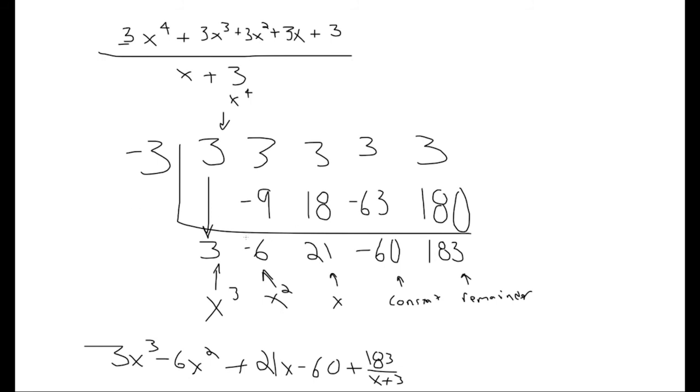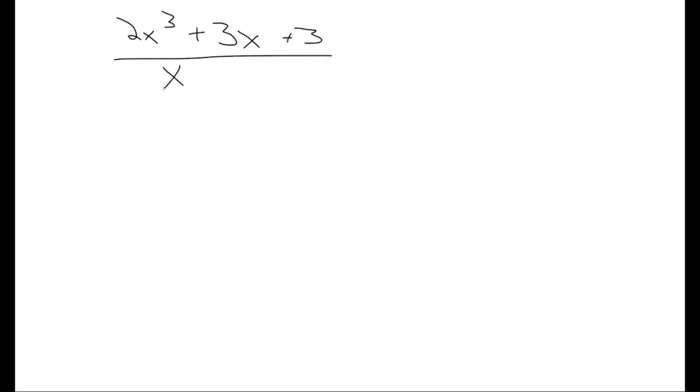Now, let's try another one. And this one is going to be a little bit different, and we're going to see what we have to do for this one. Let's say we had 2x cubed plus 3x plus 3. Okay? And we're dividing this by x plus 4. Now, notice here that we don't actually have an x squared term.